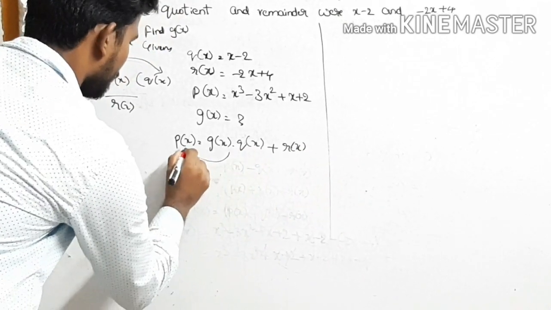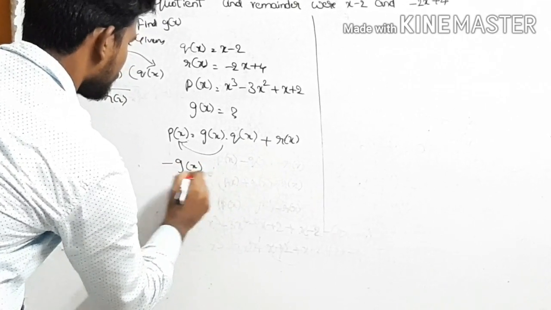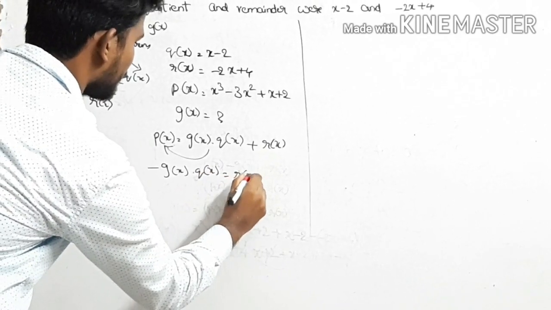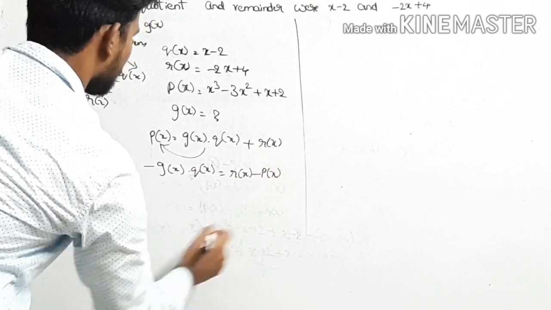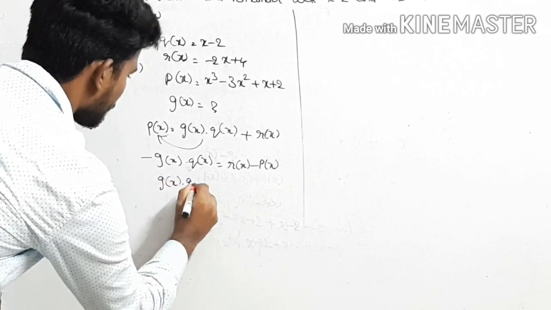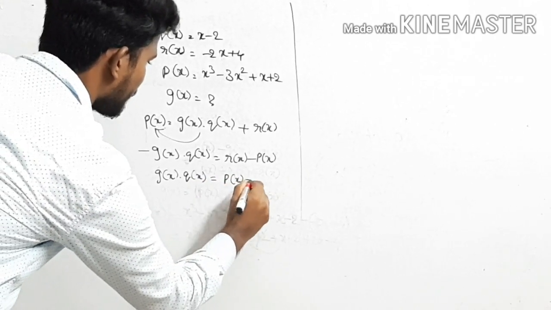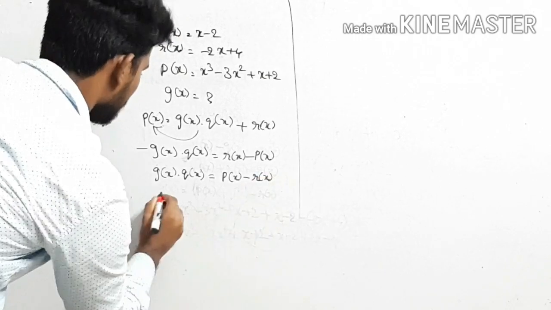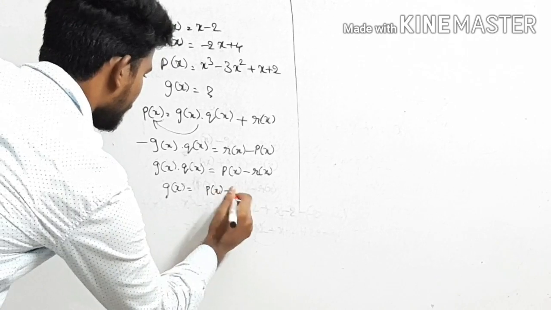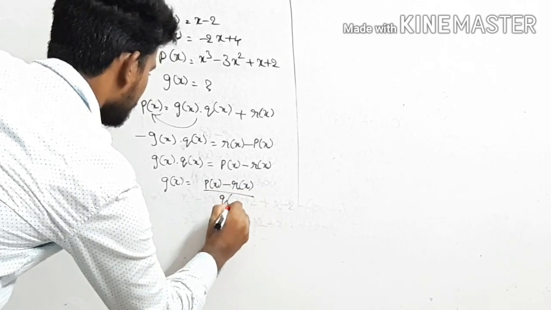Then r(x) goes to that side, and p(x) goes to this side. Minus of g(x) into q(x) equals r(x) − p(x). By taking minus common, g(x) into q(x) equals p(x) − r(x). Then g(x) equals (p(x) − r(x)) / q(x).